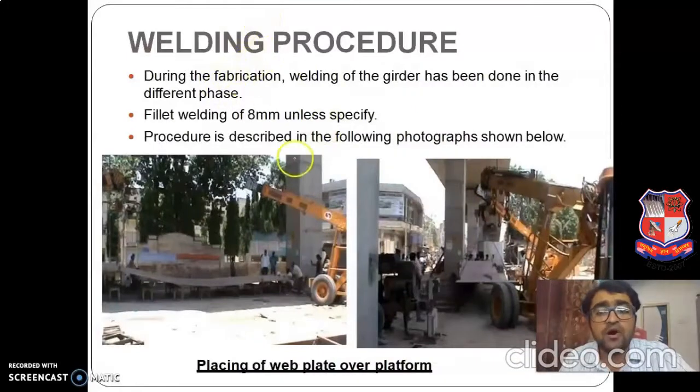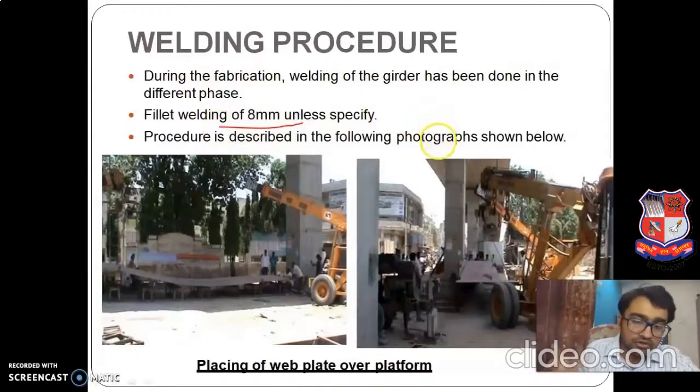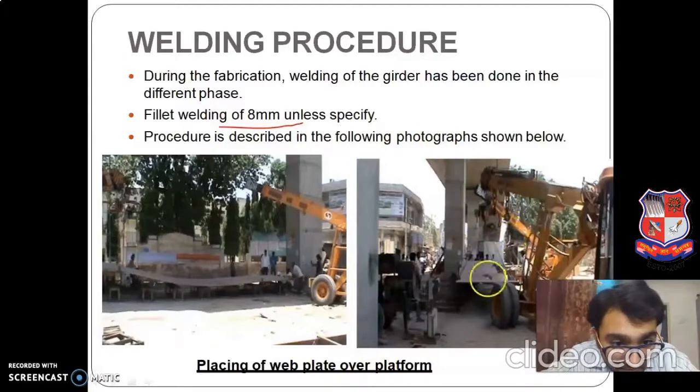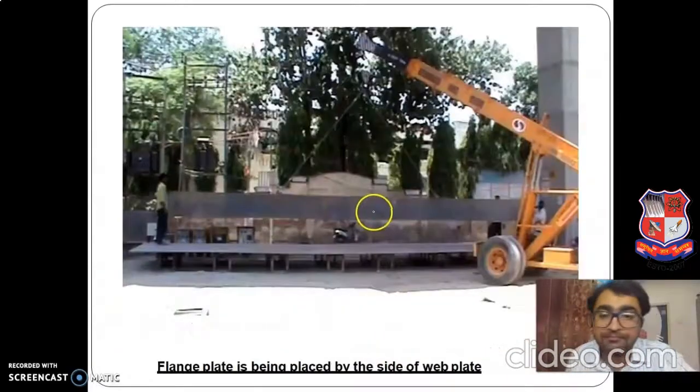Welding procedure: how it has been welded during fabrication. Welding of the girder has been done in different phases. Fillet weld of 8 mm. It is very important how the welding is done. Placing of the web plate over a platform. You can see this is the plate which is being placed on the platform.